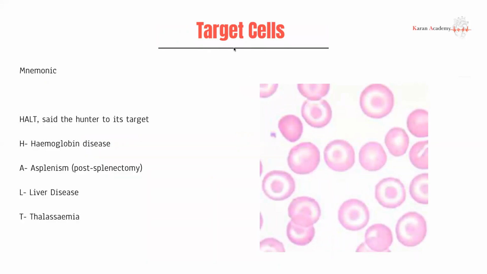So target cells are a finding that's very commonly seen. A good mnemonic to remember the causes of target cells is HALT. And HALT sets the hunter to its target cells. Any issue with hemoglobin, so thalassemias as well as sickle cell anemias, asplenism or hyposplenism, liver disease and thalassemia.